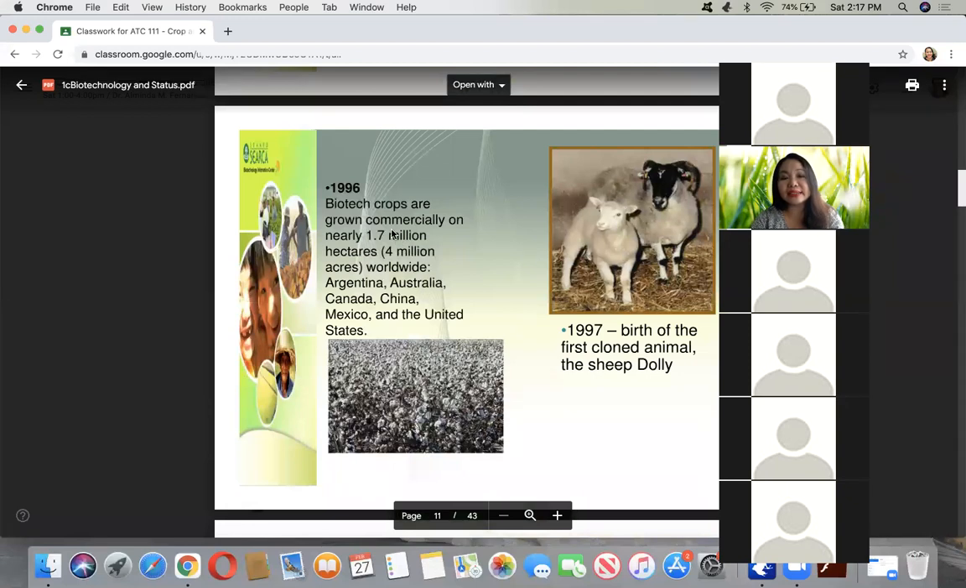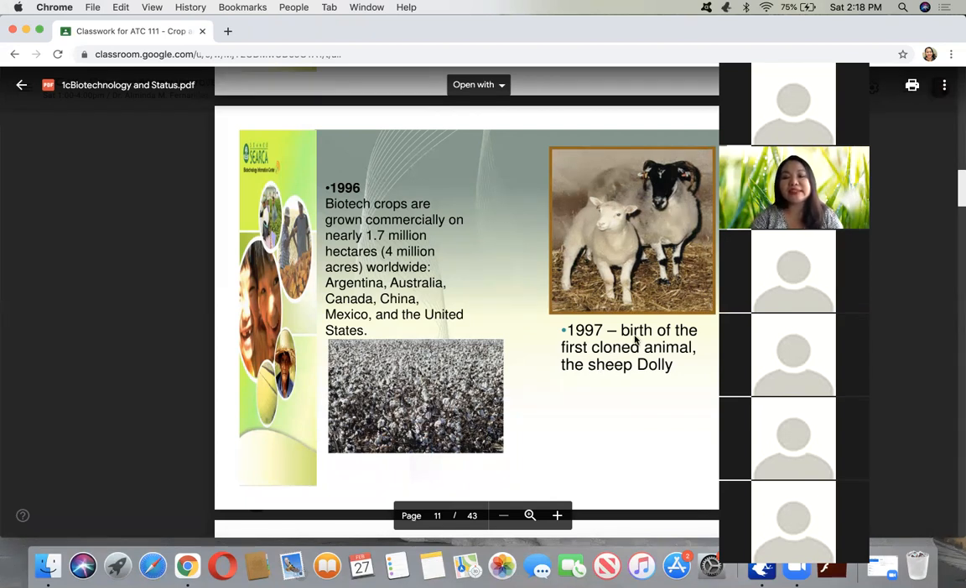And in 1996, biotech crops are already grown commercially on nearly 1.7 million hectares, or 4 million acres worldwide. This started in Argentina, Australia, Canada, China, Mexico, and United States mostly. Usually BT cotton. Now we have BT eggplant, which has been in trials in the Philippines for maybe 3 years. And we have been using BT corn already, against corn borer.